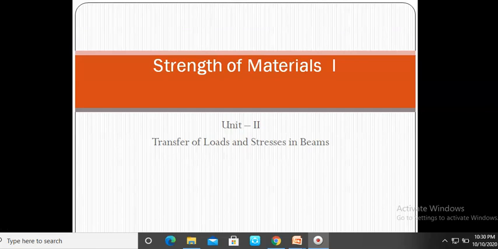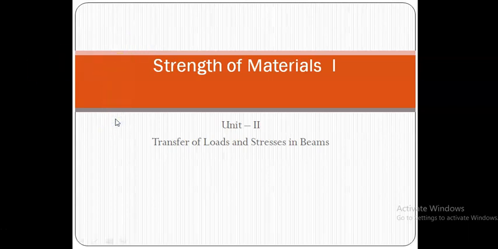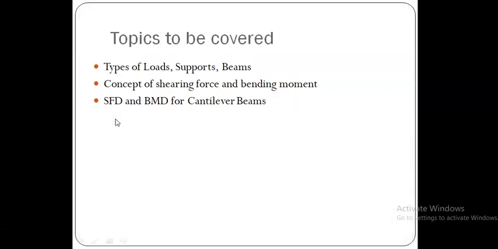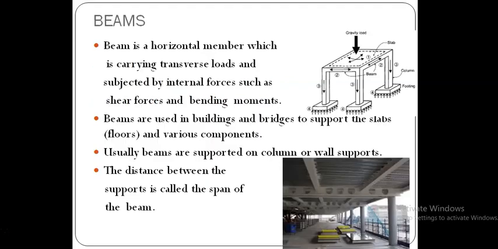Let us see unit number 2 in this Strength of Materials 1 subject. So what are the topics to be covered in this unit number 2? Here the first one is the types of load, supports, beams, the concept of shearing force and bending moment, SFD and BMD for cantilever beams. So these are some topics to be covered in unit number 2.